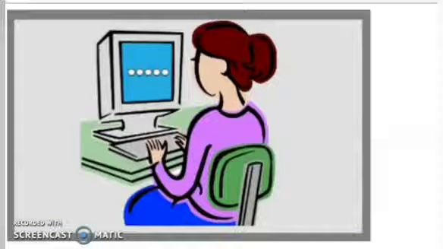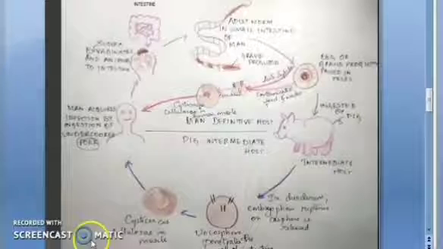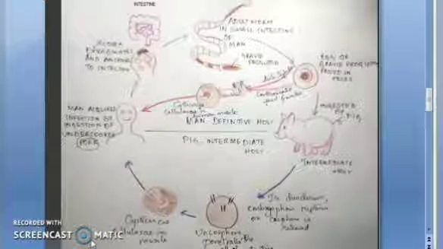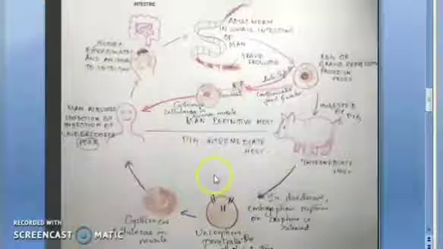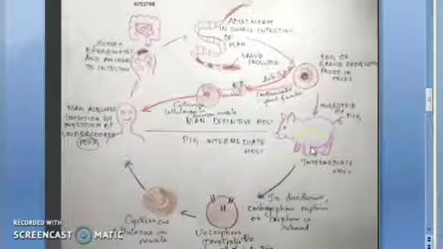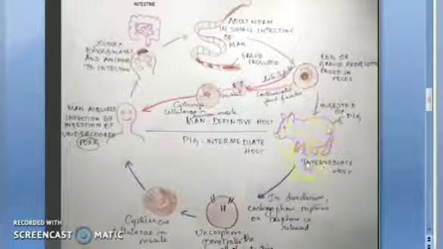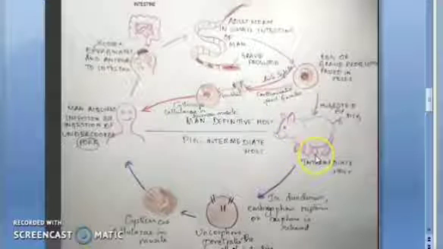So are you okay to move on to see the life cycle of these Taenias? Okay, let us see the life cycle of Taenia solium. This is Taenia solium. Okay, in Taenia saginata, just replace this pig with a cow.